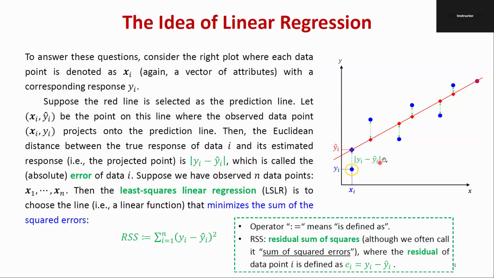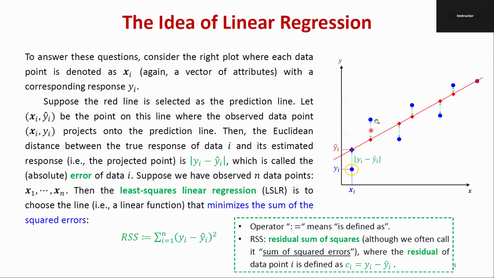If you do not include this absolute, let's say in these 2 points, they will cancel. Clearly, these 2 points do have this error and this error. But if you don't have the absolute operator here, they will cancel each other. And then it will give you wrong info saying that the sum of the error is 0, but it's not. That's why we need to add the absolute value here. And it's called the absolute error of data point i.